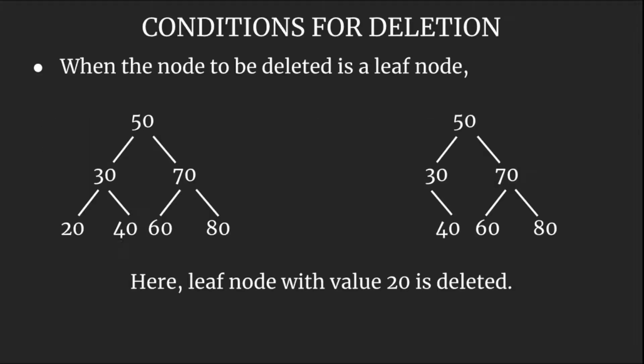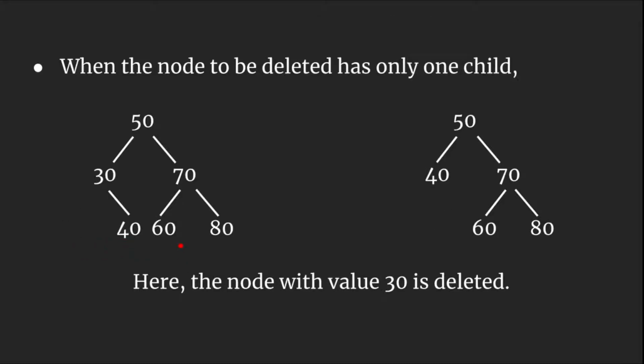So let's start. When we are talking about the deletion of a node from a binary search tree, we can basically encounter three kinds of situations. The first is when the node to be deleted is a leaf node. So if we want to delete this node with the value 20 from this binary search tree, this is one kind of scenario. The next scenario is when the node to be deleted has only one child.